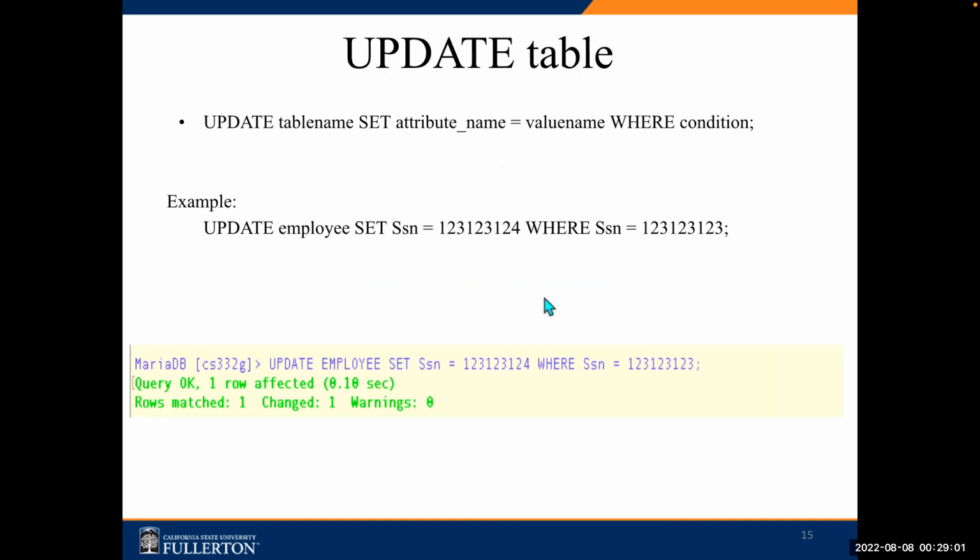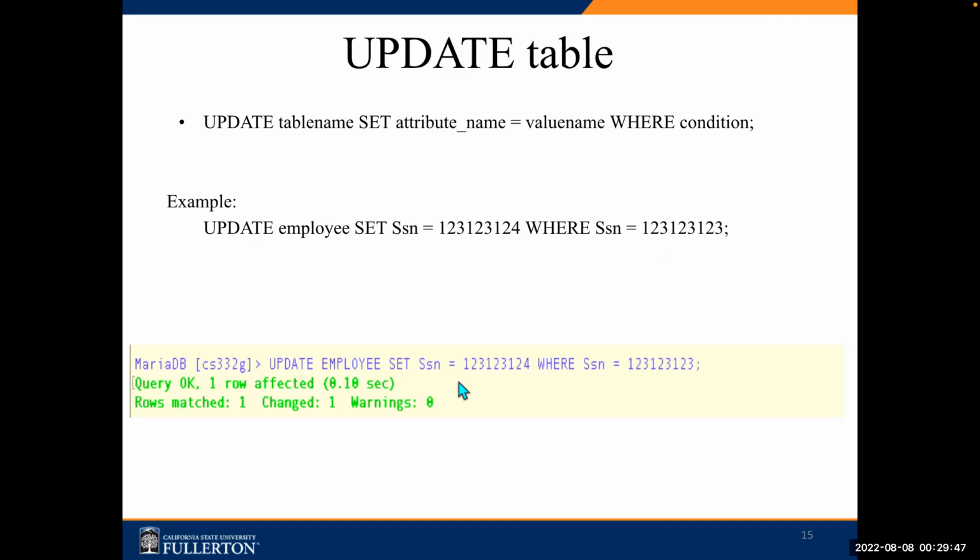Now you can also update an existing table. You can use the set option with the update query, where you say update followed by the name of the table, set attribute name, use the equals or the assignment operator followed by the value, and then you have the where condition. So you want to specify where you want to update the value in the table. So here's an example. If there was an employee table with an SSN attribute, you would say update employee, set the SSN value to be this particular value where the SSN is set to 123, 123, 123.